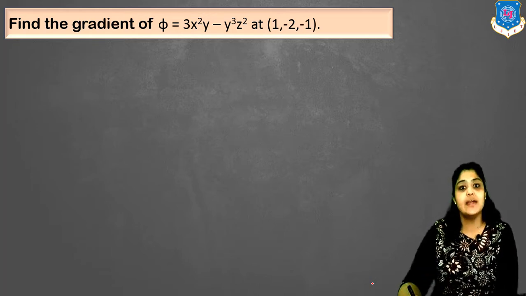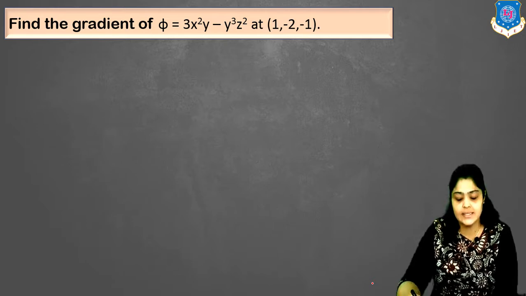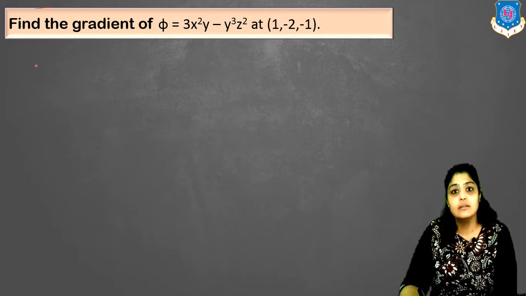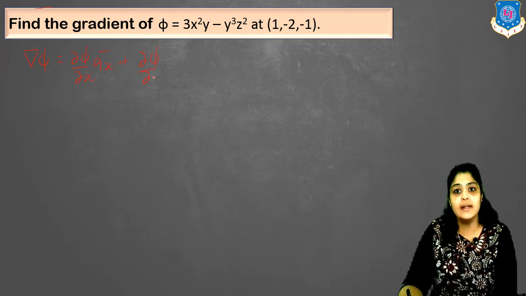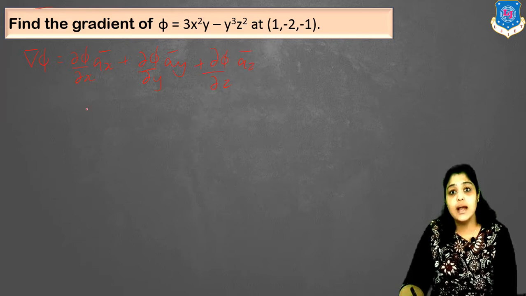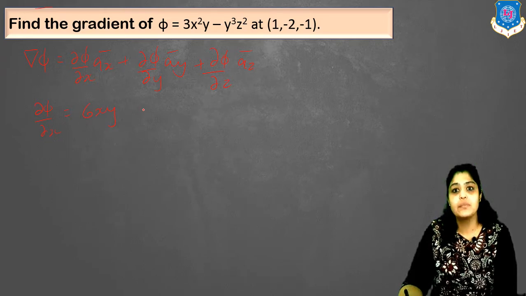So let's start. I'll write the first equation of gradient: gradient of phi is del phi by del x into ax plus del phi by del y into ay plus del phi by del z into az. Now we'll find del phi by del x first. So what is del phi by del x? We can write it as 6xy. What is del phi by del y?